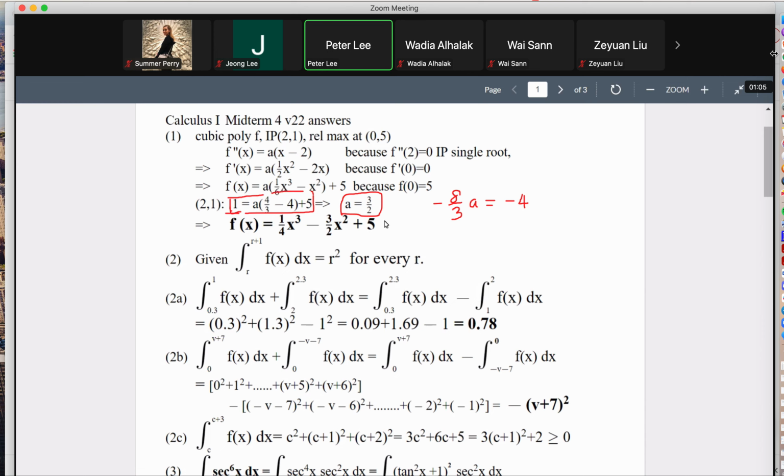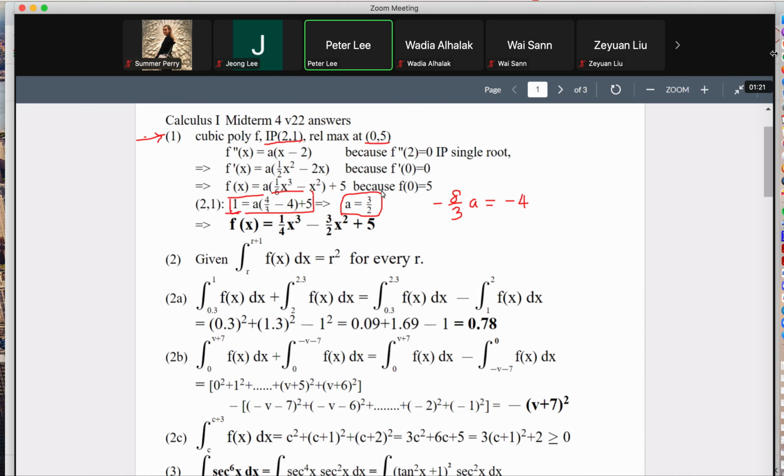Okay, so why don't we look at the first problem here? Number one problem: find the cubic polynomial. Find the cubic polynomial with the inflection point at (2,1) and relative maximum at (0,5).